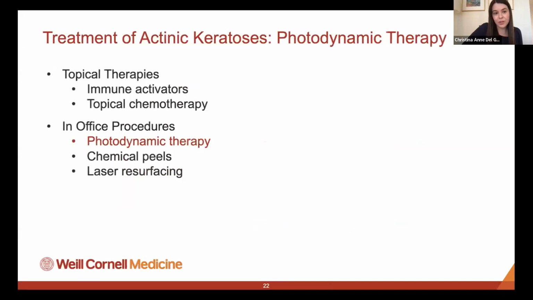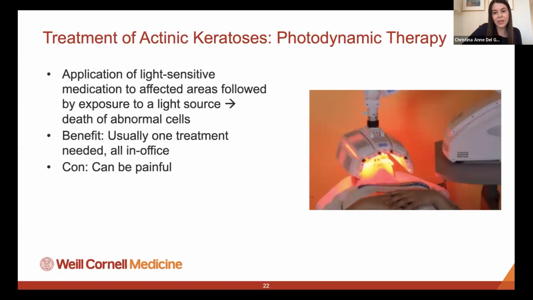Some of the in-office procedures include photodynamic therapy, which I'll talk a little bit more about, chemical peels, and laser resurfacing. So photodynamic therapy is one of the more common in-office procedures for actinic keratoses or precancers. And basically it involves the application of a light sensitive cream or topical medication to the areas that are going to be treated, followed by exposure to a light source. And the combination of the photosensitizing medication and the light source leads to the death of the abnormal precancerous cells.